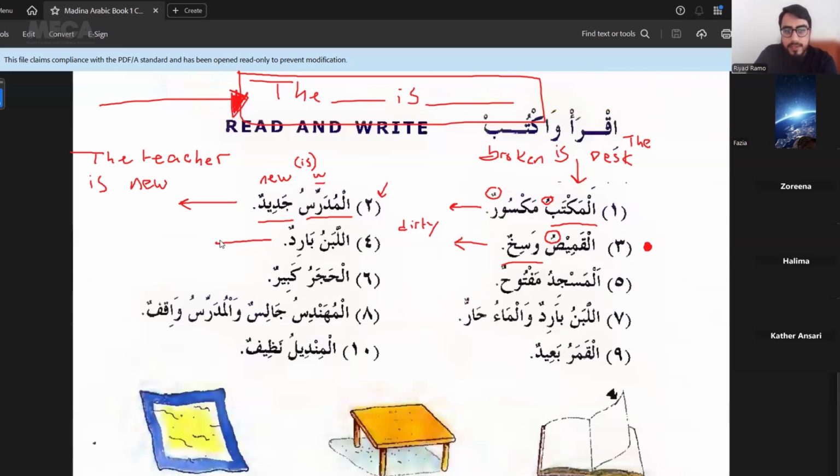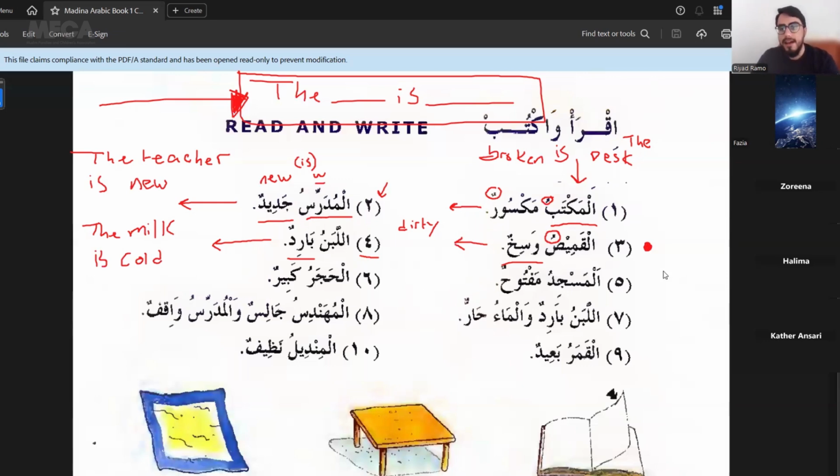Okay, Kauthar, next one, number 4, this one. Al-labanu. Laban. Baridun. Milk is cold. Al-labanu baridun. Where is it? Number 4. Kauthar, can you please repeat. Al-labanu baridun. Baridun is cold. Good. So, the milk is cold. Yes, very good. The milk is cold. Very good.